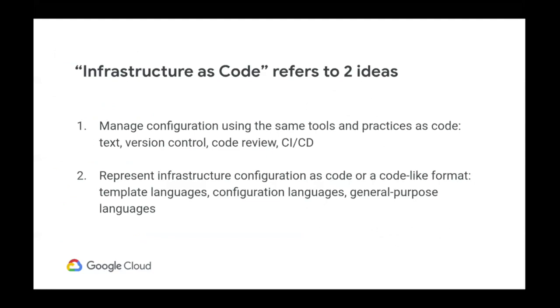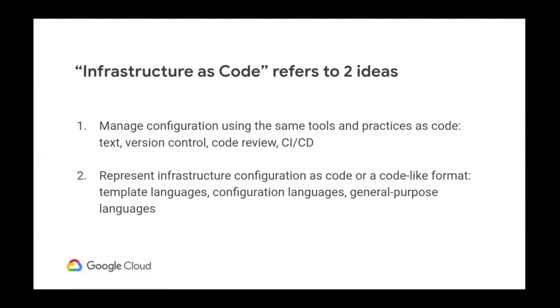Infrastructure as code is a fairly common way to manage configuration. It's considered by many to be a best practice in the industry. It refers to two ideas that kind of get mixed together. First, managing infrastructure configuration using the same tools as code. That has the benefit of leveraging tools that many developers are familiar with. Second, representing infrastructure configuration as code that needs to be evaluated in order to generate the configuration.